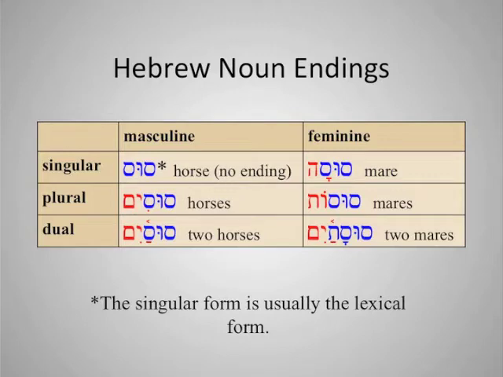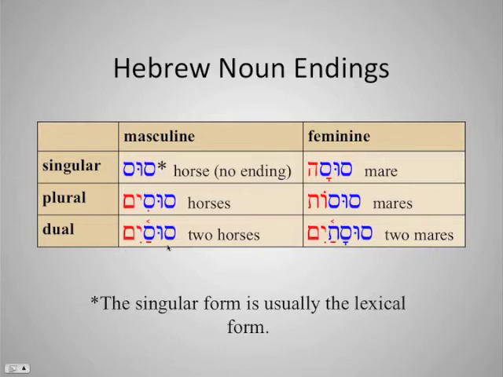The dual looks a lot like that, except it has an extra vowel and the construction is just a little bit different. Note that under the last consonant of our word sus, we have a vowel below it, which is a patach. The patach goes below that last letter, followed by a yod, and the yod is followed by its own vowel, a hireq, and then followed by a mem. The pronunciation for this construction is ayim, ayim.